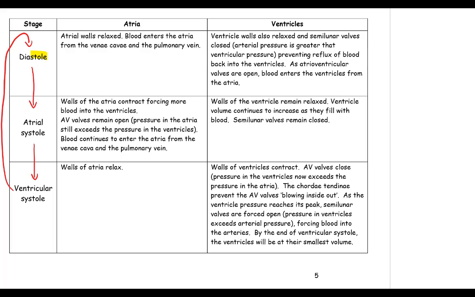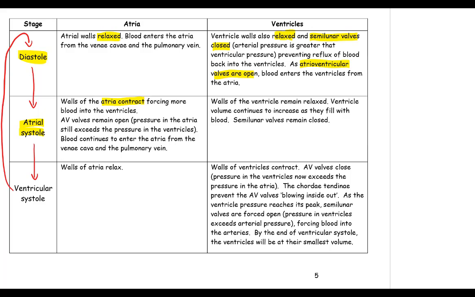So, diastole is when both the atria are relaxed and the ventricles are relaxed. As well as that, the AV valves are open and the semilunar valves are closed. So those are the key points there. During diastole, both walls are relaxed, AV valves are open, semilunar valves are closed. Then we go on to atrial systole, which is where the atria contract.